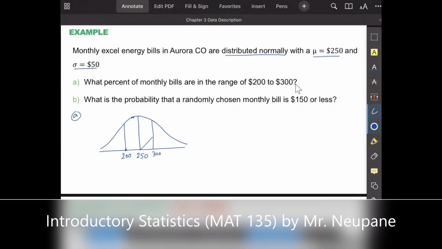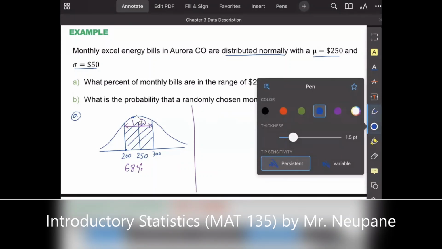So 200 and 300, this is between how many standard deviations? What did you see? One standard deviation up and one standard deviation down. That means this is within one standard deviation. So from the empirical rule, what percent of the data lies within one standard deviation? 68%. Very good. That is the answer to the first part. Any question on that? No? We'll go to B then.